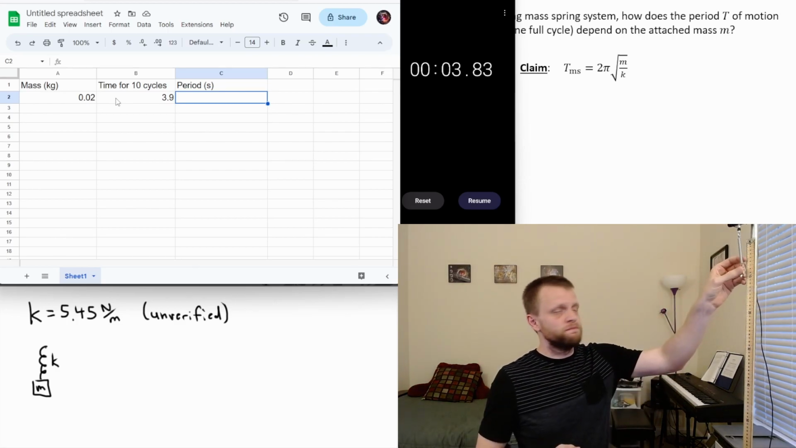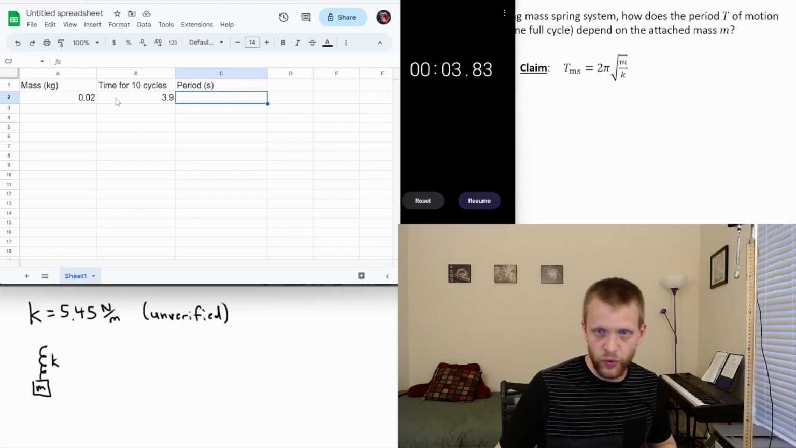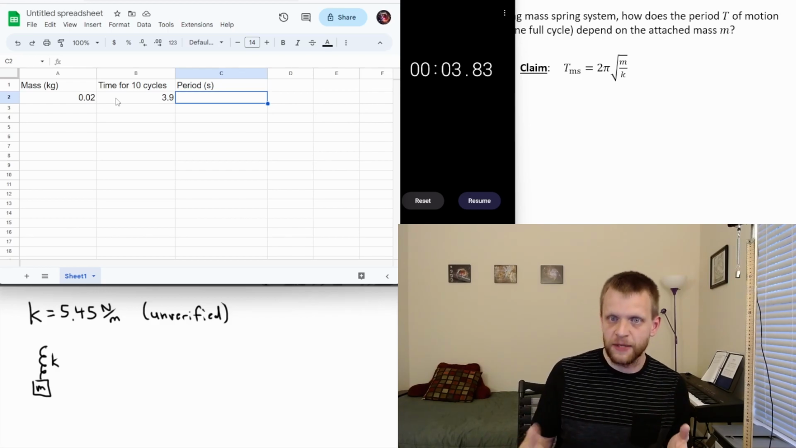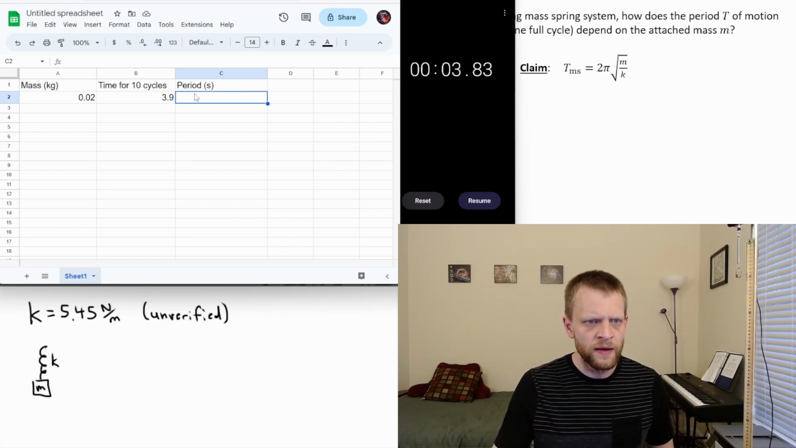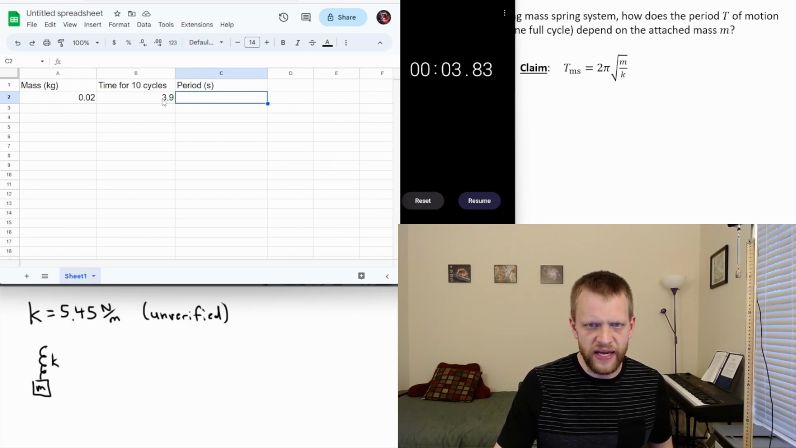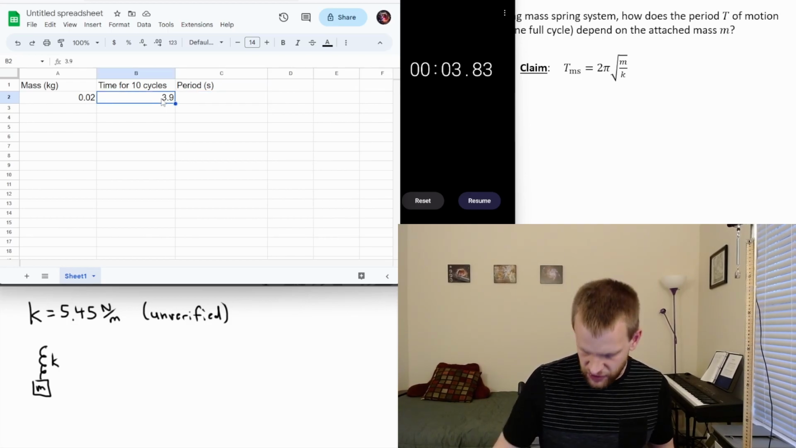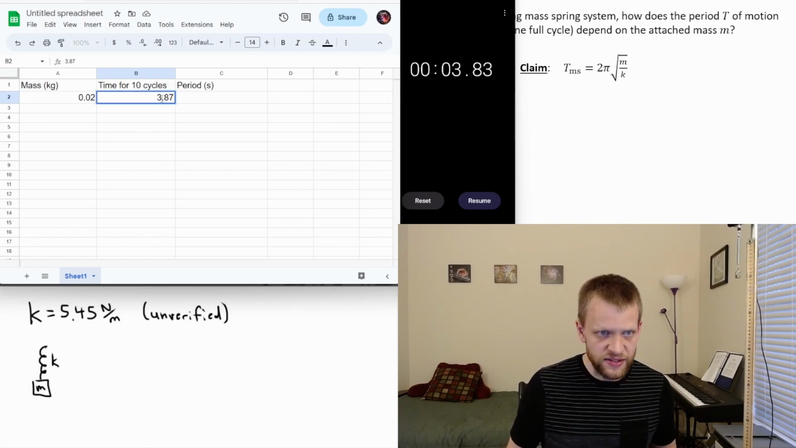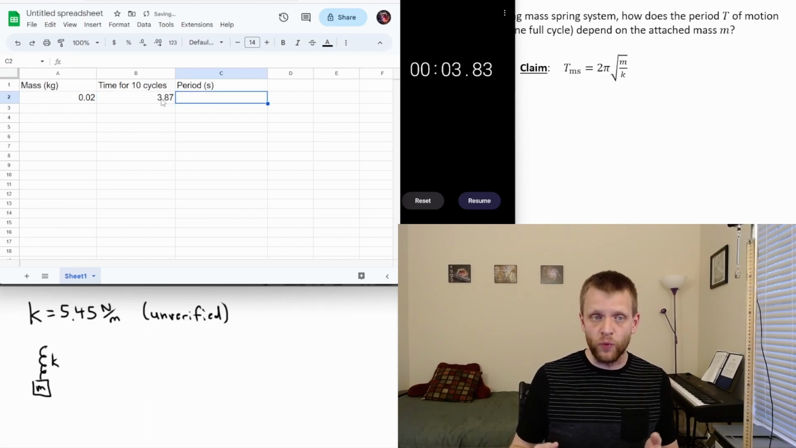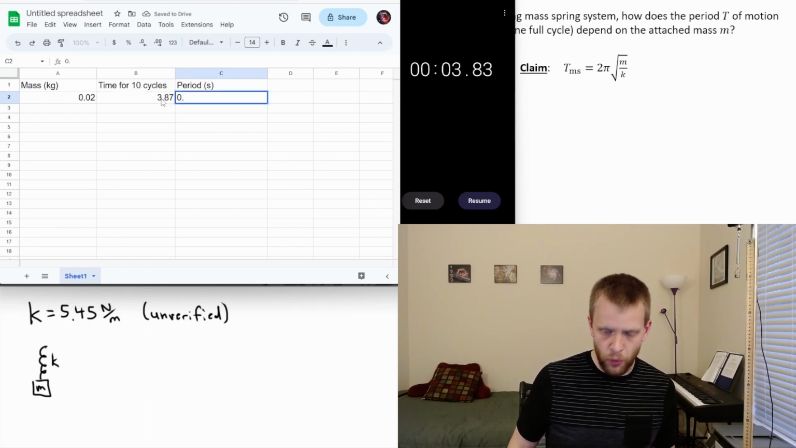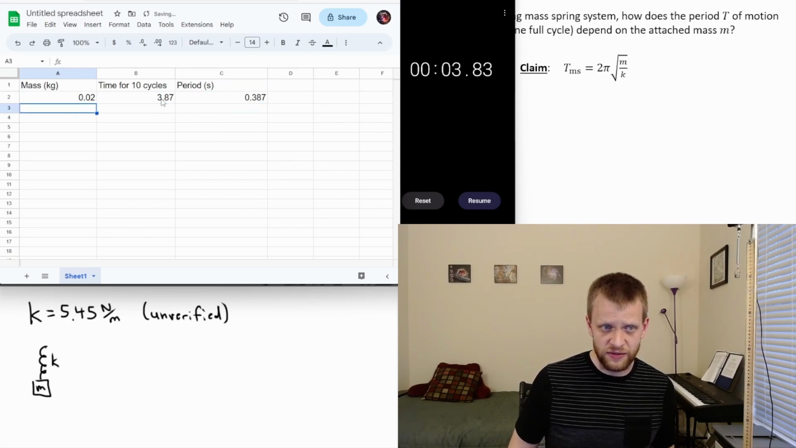3.83. So yeah, I think we're in the right ballpark for this one. That seems to be a repeatable, reliable measurement. So let's average those two. Let's call that 3.87 approximately the average. So 3.87. So the period, the time for one oscillation would be 0.387 seconds.